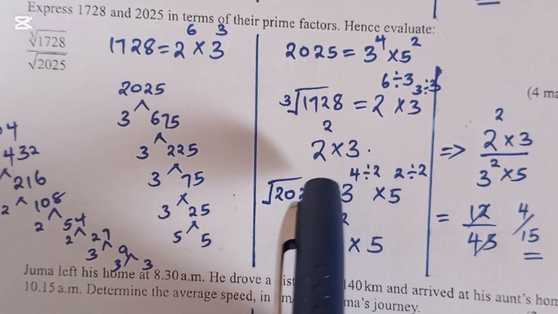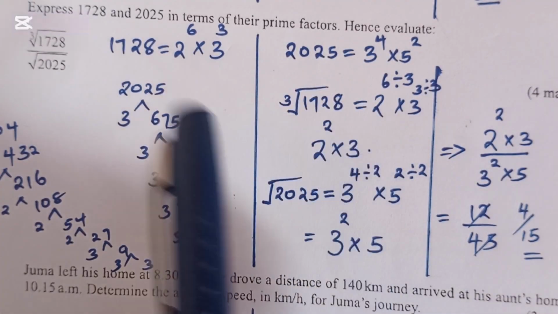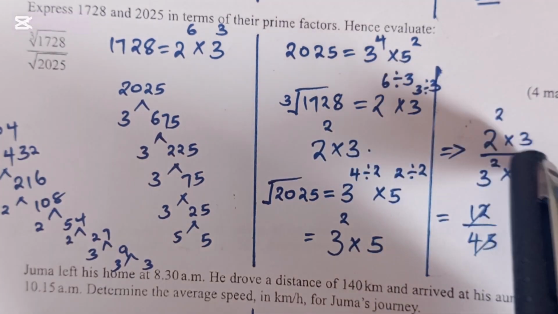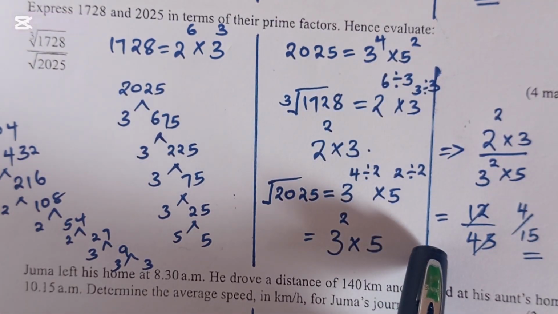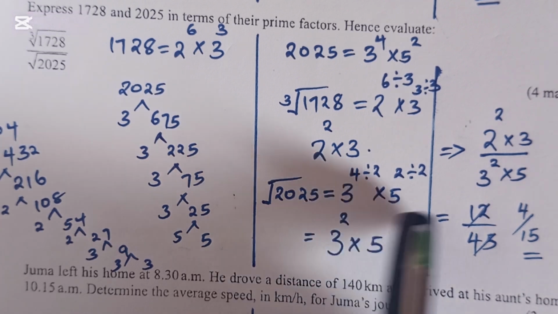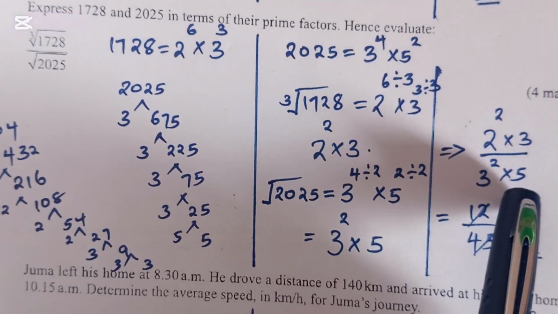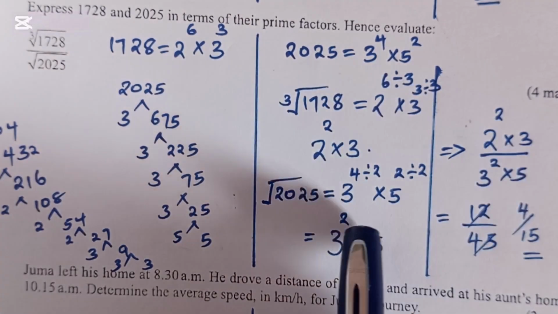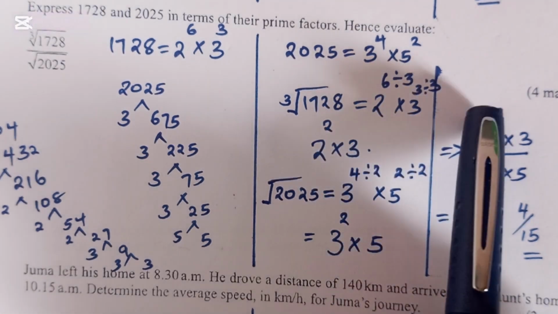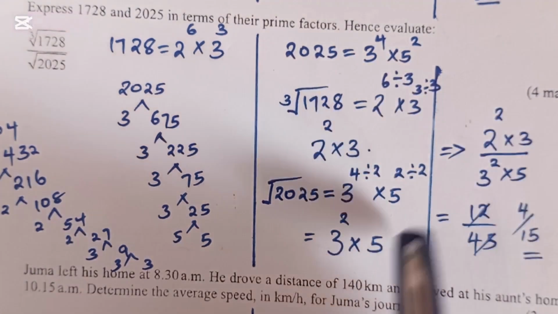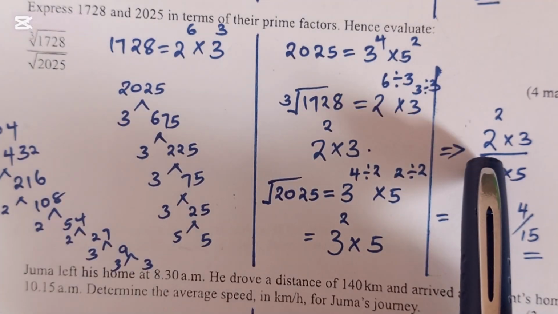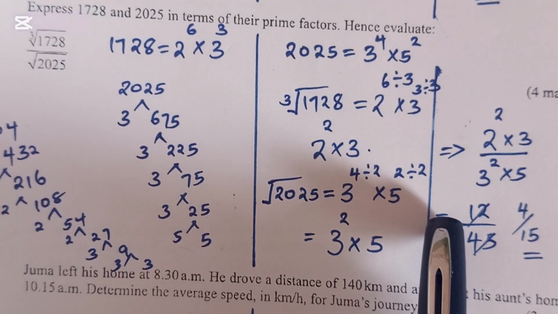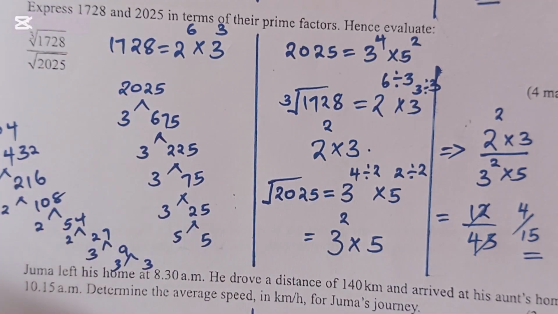Again, we take into consideration the numerator part, which was the cube root of 1728. By now, we have it here as 2 power 2 times 3, and the denominator part, which was the square root of 2025, we have it as 3 squared times 5. So 2 power 2 multiplied by 3, we are going to end up with 12. Remember, 2 power 2 is 4, and 4 times 3 is 12. And 3 squared is 9, times 5 is 45. So we are going to end up with 12 as the numerator part and 45 as the denominator part.